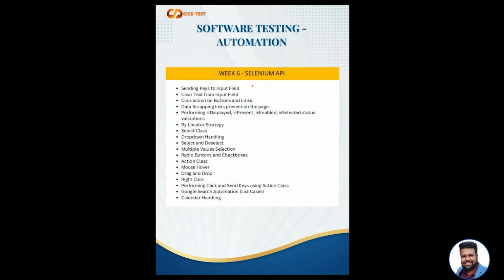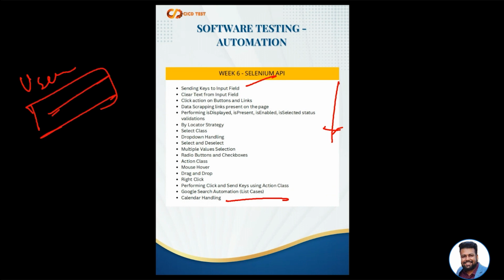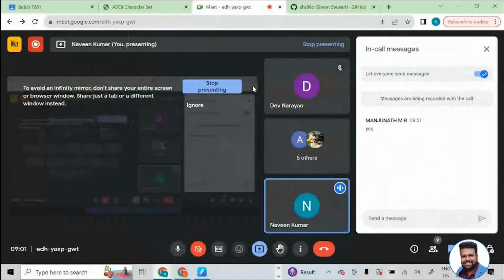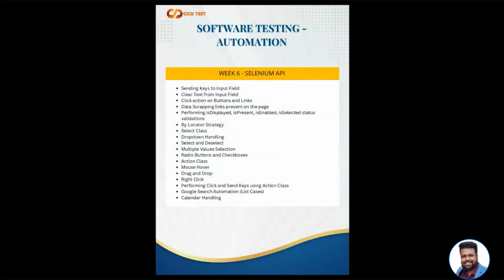And then calendar handling, of course, moving from the very top to bottom. Let's see, sending keys. There is an input field, which is a username, so you have to type here automatically. Or if there is something already written over here, you have to clear the text and make sure the text is cleared. Another thing is click action on buttons and links. Of course, these are also web elements.